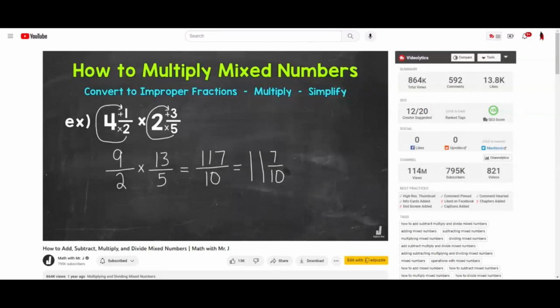Now, if you're unable to do that using mental math, you can always come to the side and write out the division problem. So, for example, we'll start with how many whole groups of 10 out of 11? 1. 1 times 10 is 10. Subtract, we get 1. Bring down the 7. So how many whole groups of 10 out of 17? 1. 1 times 10 is 10. Subtract, and we get a remainder of 7.